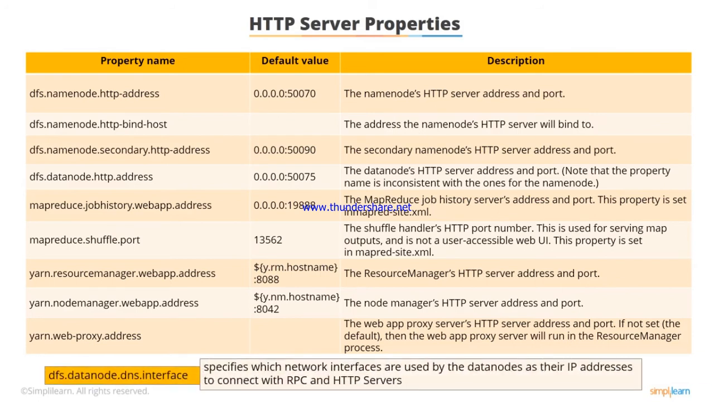Another property is dfs.datanode.dns.interface. It is used to specify which network interfaces are used by the data nodes as their IP addresses to connect with RPC and HTTP servers. If no specification is made, the default network interface is specified.